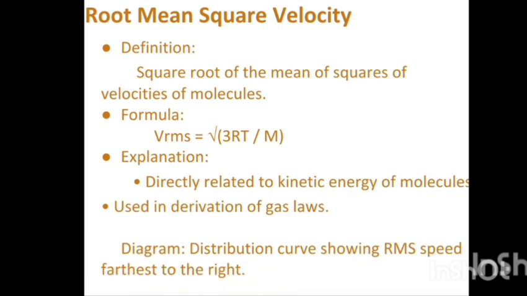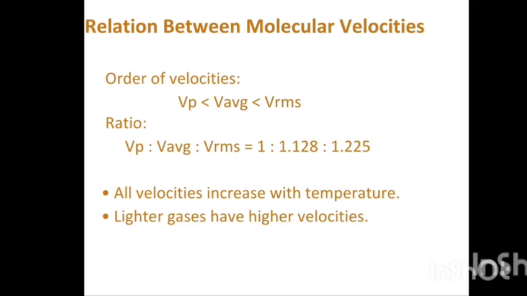Root mean square velocity. This is a special type of average needed to calculate energy because kinetic energy depends on velocity squared. We square the velocities first, average them, and then take the square root. Definition: square root of the mean square of velocity of molecules. Explanation: directly related to kinetic energy of molecules.